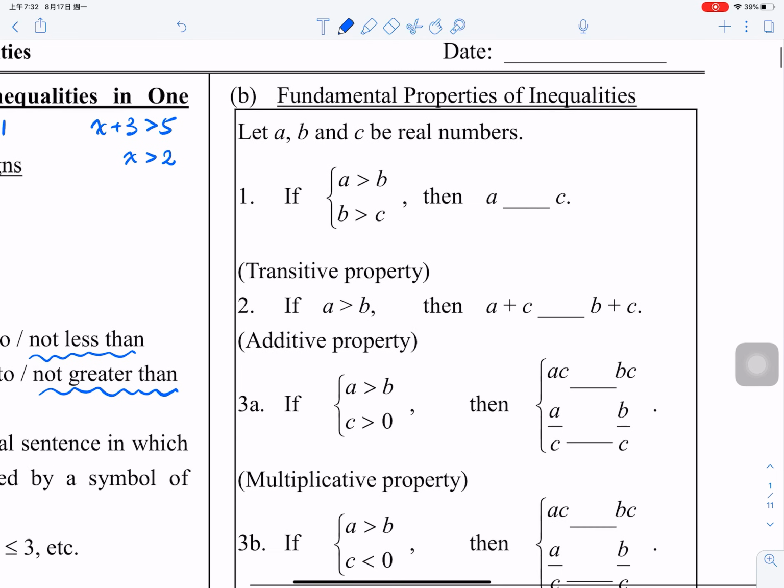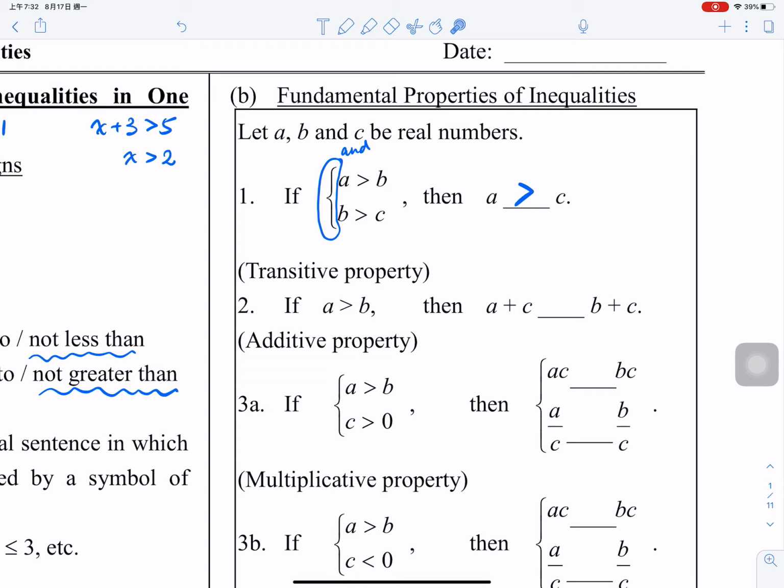Let's have a look at the fundamental properties of inequalities. Fundamental properties, okay? What does this mean? Here, let A, B, C be real numbers, okay? If we have A greater than B and B greater than C, here we use this symbol that means 'and' at the same time. Okay, A greater than B, B greater than C, then A greater than C, right?